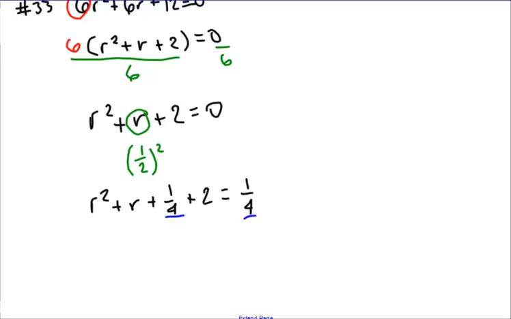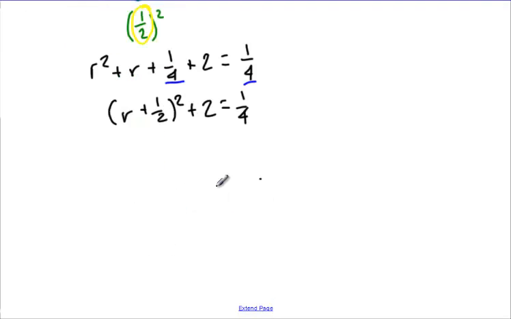Now, factoring isn't hard because the number factors to the thing that you're squaring. It factors to this guy right here, to this 1/2. And so basically what you've got on the left is r plus 1/2 squared plus 2 equals 1/4. And so if I'm trying to solve this, then what I'm going to do is subtract 2 from both sides.